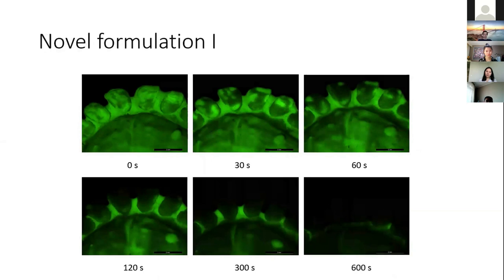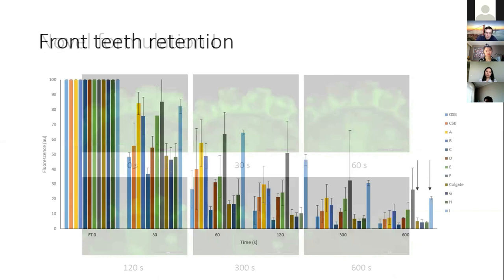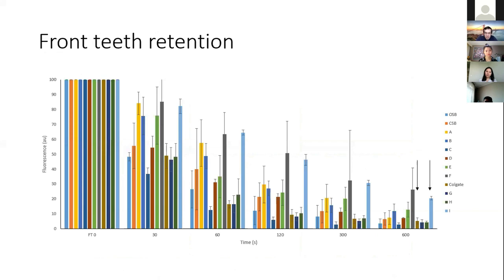So the main points you want to be looking at on this one are I, the blue one, and the Colgate, which is the gold one. You'll be able to see on this all the way throughout that the I toothpaste shows more fluorescence. I can't include statistics on this because there's too many of them, but it was statistically significant on every point compared to Colgate.